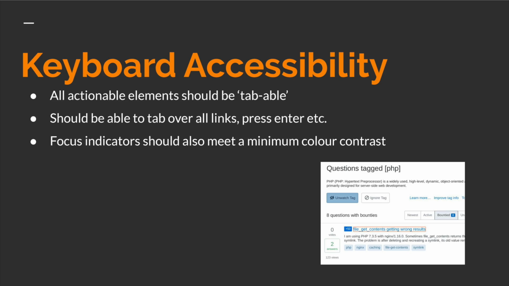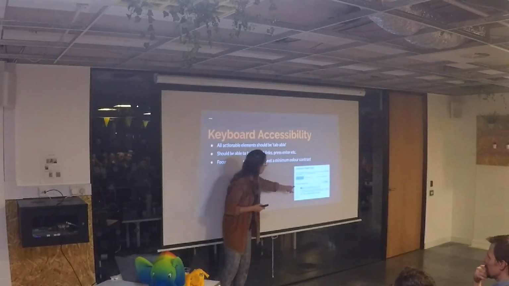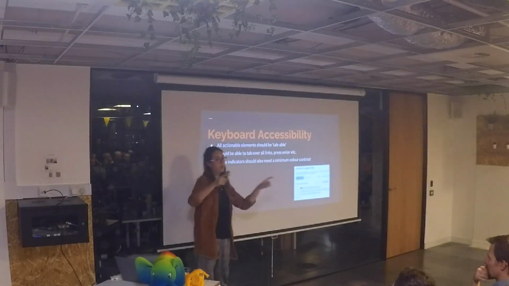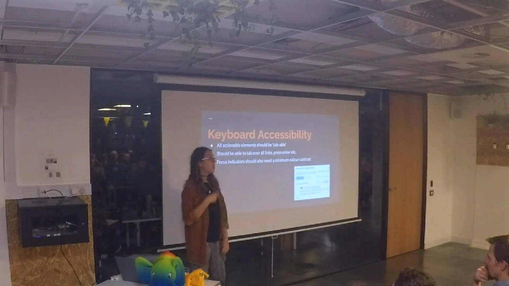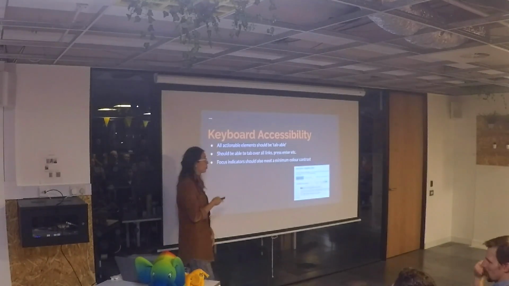So keyboard accessibility. All actionable elements in your pages should be tabbable. As you tab through your links, as you can see, there's a kind of orange rectangle as standard that goes around every tabbable element. You can change the color of this, and you can also make it thicker and stand out more, because this also has to meet a contrast ratio too.